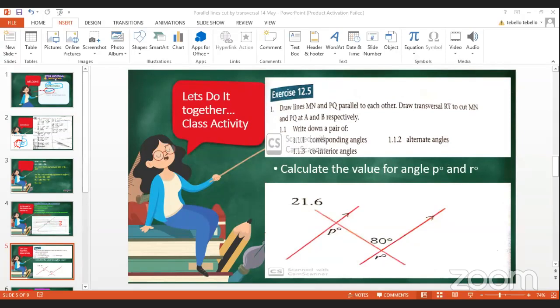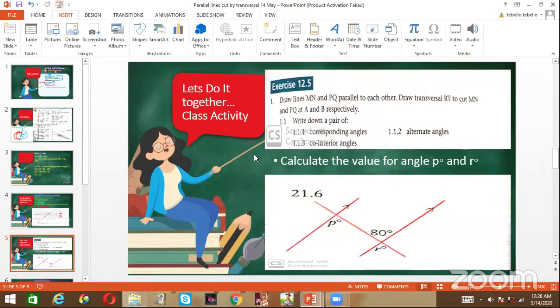Guys, I'm giving you just a minute to draw your diagram. Okay, I think you're done. So let's do it together, guys. Let's do it together.